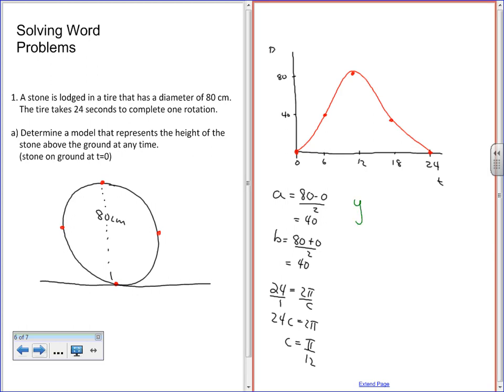So the sine curve is equal to 40 sine, the c value was pi over 12, x. I don't know the phase shift, I'll figure that out in a second. And my b value is 40. My cosine is 40 cosine pi over 12 x. Again, I don't know the phase shift, I'll figure that out in a second.